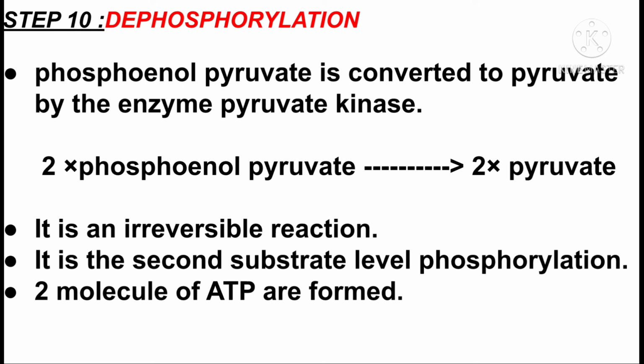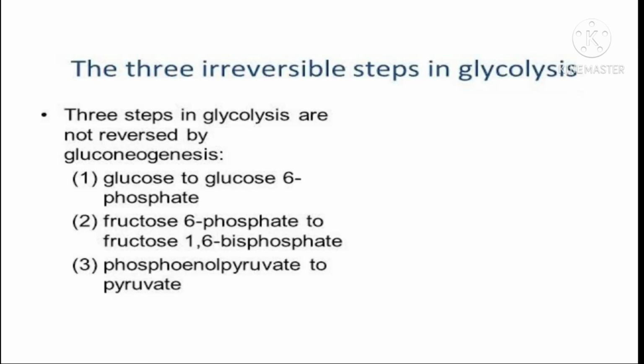Final step of glycolysis is dephosphorylation reaction. Phosphoenol pyruvate is converted into pyruvate by the enzyme pyruvate kinase. It is an irreversible reaction. It is the second substrate level phosphorylation of glycolysis in which two molecules of ATP are formed. There are three irreversible steps in glycolysis. They are glucose to glucose 6-phosphate, fructose 6-phosphate to fructose 1,6-bisphosphate, and phosphoenol pyruvate to pyruvate.